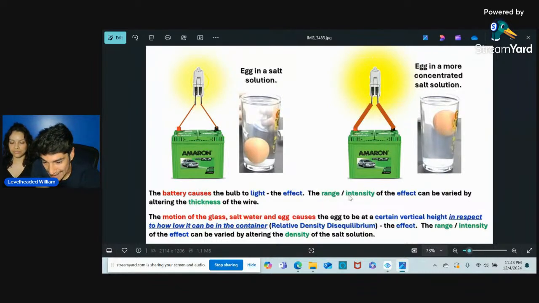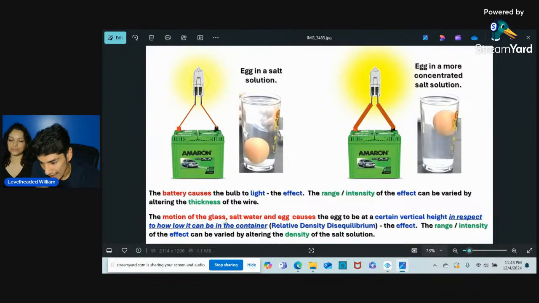The range/intensity of the effect can be varied by altering the thickness of the wire. So you can alter the effect by altering the thickness of the wire, right? Make it brighter, less bright, whatever. So now they're trying to talk about this.